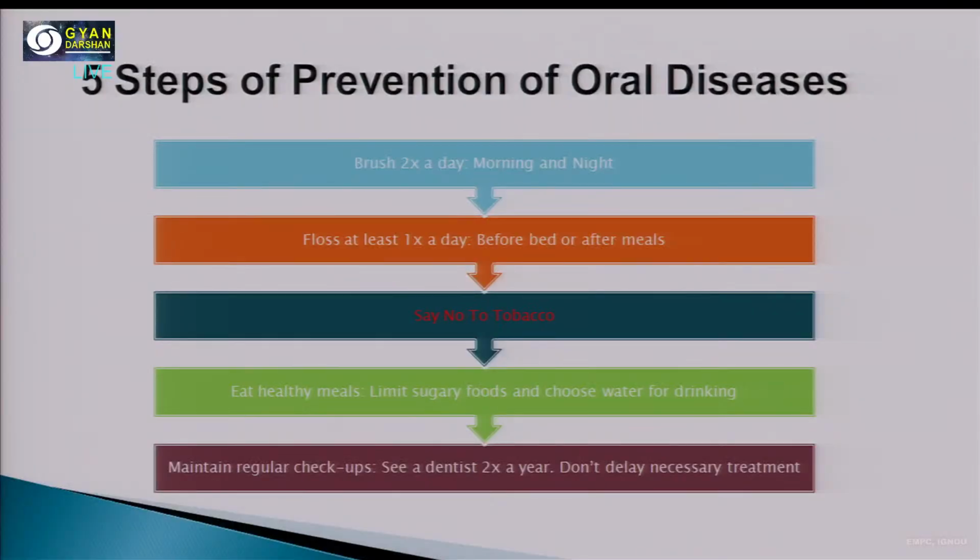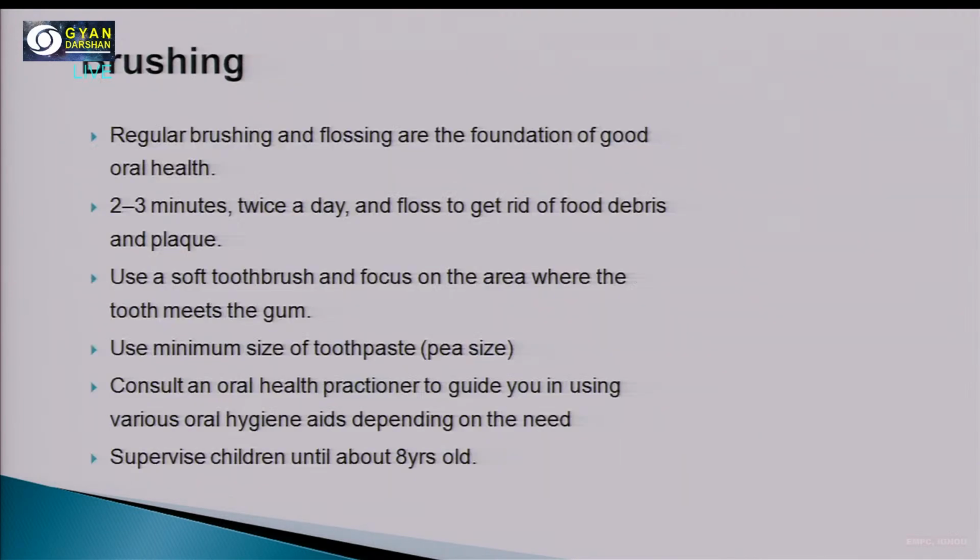We can decrease that. The 5 steps for preventing oral diseases, as we talked about, are to brush your teeth twice a day, morning and night, floss your teeth at least once a day, say no to any form of tobacco, eat a healthy diet, and maintain regular checkups with a dental surgeon at least once or twice a year. Brush for at least 2 to 3 minutes, twice a day, use a soft junior brush and a pea-sized amount of toothpaste. Dr. Mandara told you, don't use horizontal strokes, do vertical up and down strokes, and always supervise children when they brush their teeth.